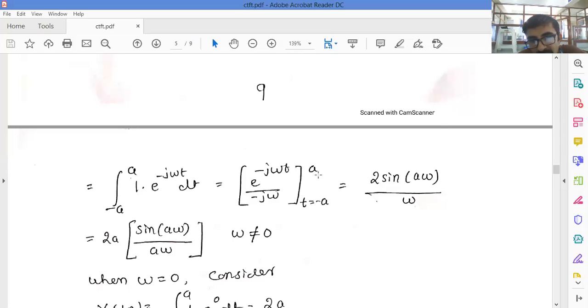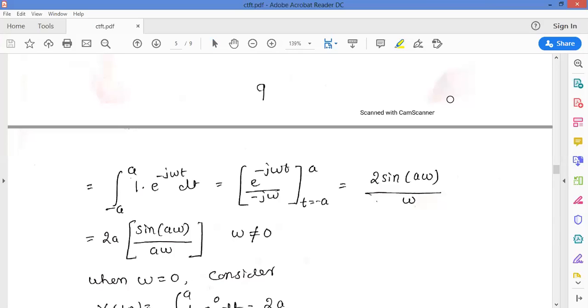Now because of the minus sign, we get e power j omega a minus e power minus j omega a divided by j omega. So multiply by 2 and divide by 2, you are going to get 2 sine a omega divided by omega. So I'll multiply and divide by a, I'll get 2a sine of a omega by a omega. So this is of the format sine of x by x, which is a very popular format.